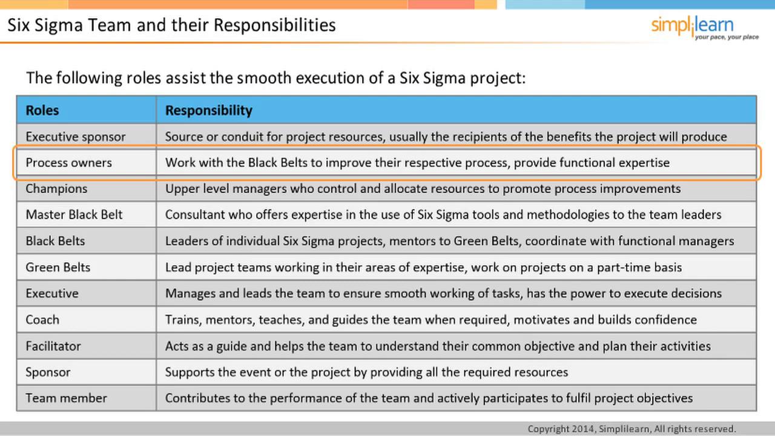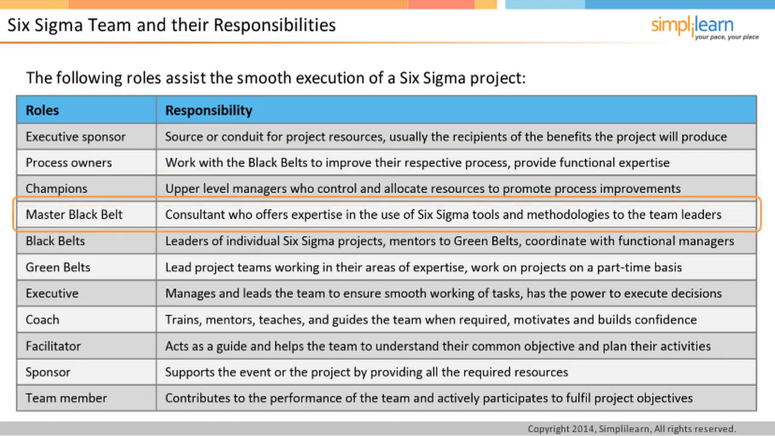The next role in the project is that of the champions. They are typically upper-level managers who control and allocate resources to promote process improvements. They ensure the organization is providing necessary resources to the project, and the project is fitting into the strategic plans of the organization. The first role related to the execution of the project is the role of the Master Black Belt.